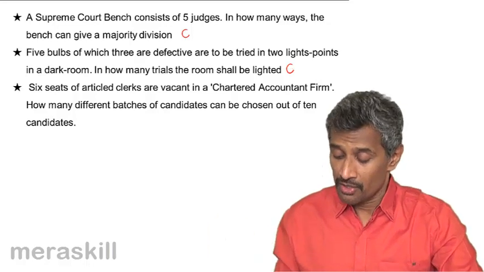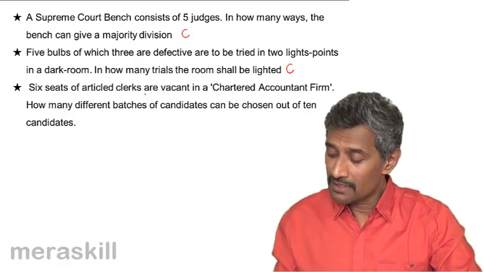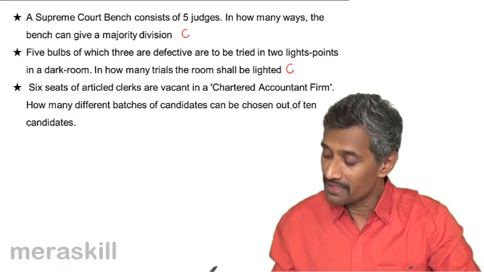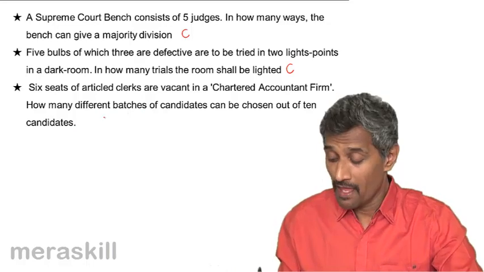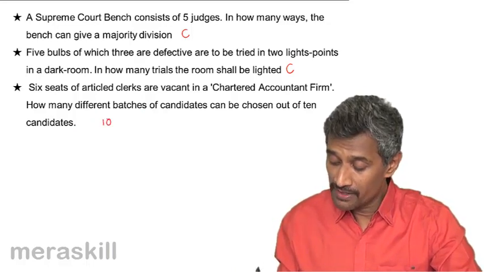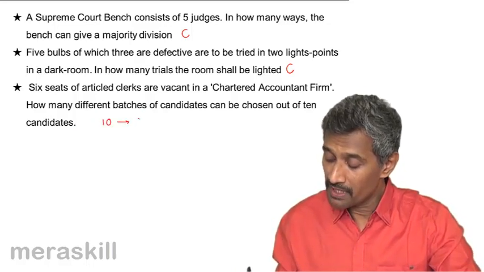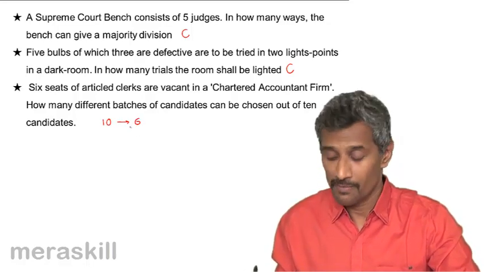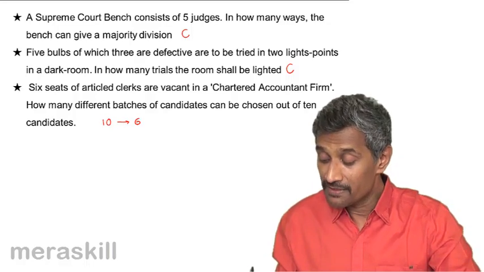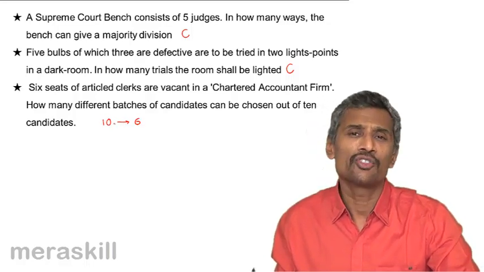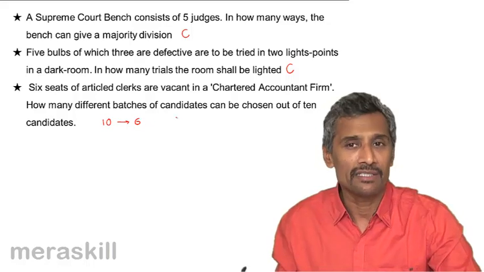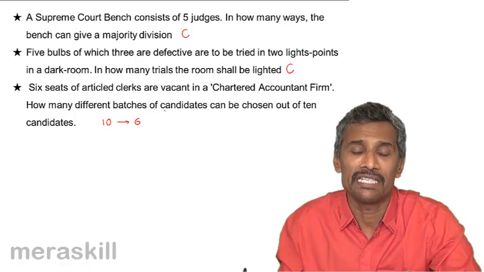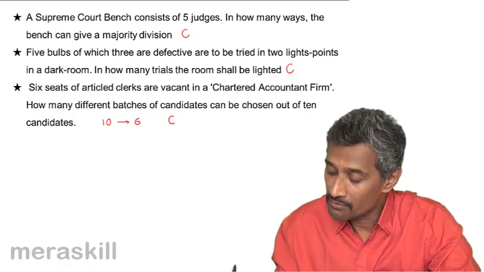On the contrary, 6 seats of article clerks are vacant in a chartered accountant firm. How many different batches of candidates can be chosen out of 10? So there are 10, out of which you need to pick 6 for the same chartered accountant firm. In that case, what is important is you're selecting. So A, B, C, D, E, F. Now you may select A, B, C, D, E, F or B, C, D, E, F, A. It's all the same. You have a combination.